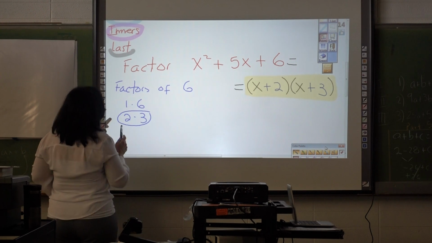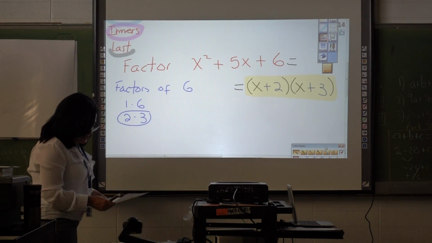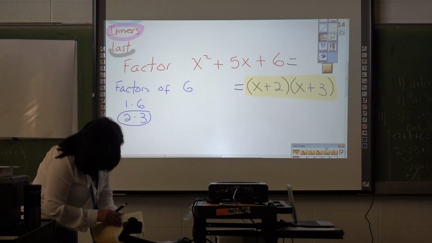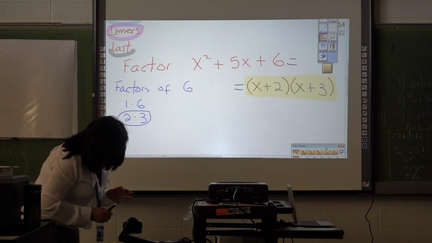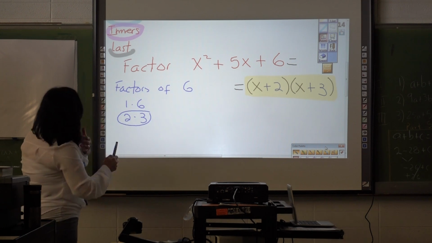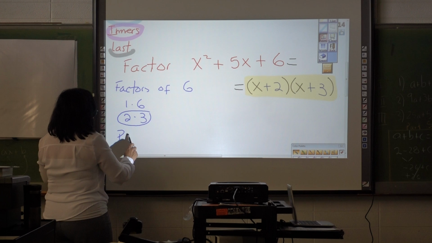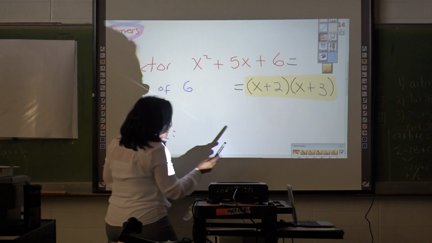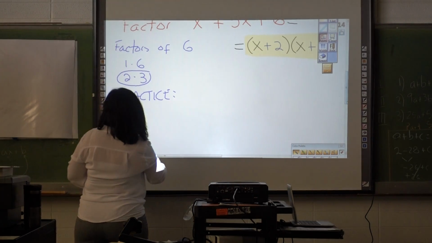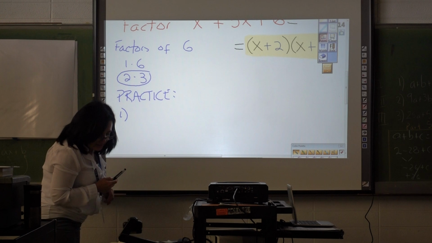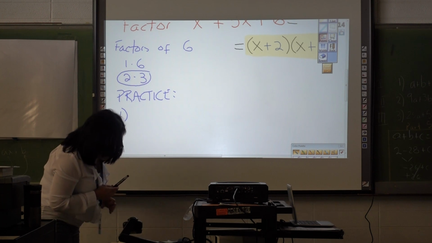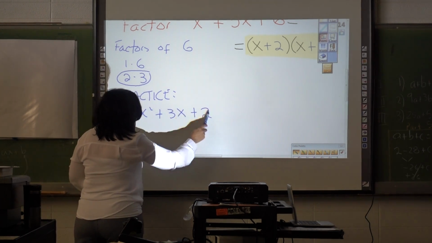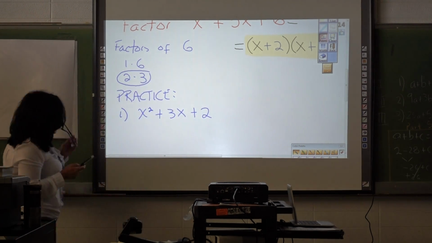Next part, let's see, for example, here, I have some problems. I would like to do this one. This is your practice, so I'm going to get one from the book. Say, for example, here, I have x squared plus 3x plus 2. Problem number 1. It's a practice. Factor each expression: x squared plus 3x plus 2.